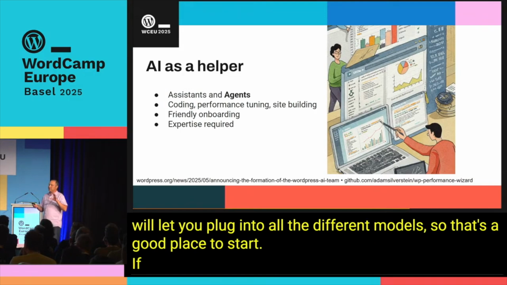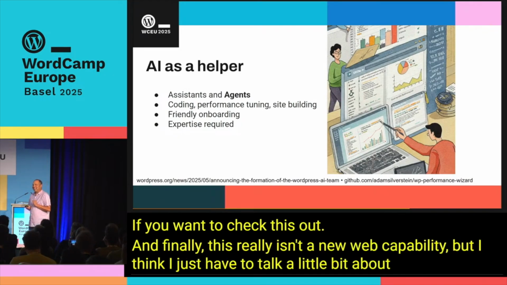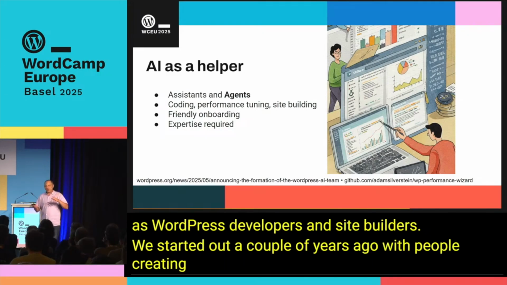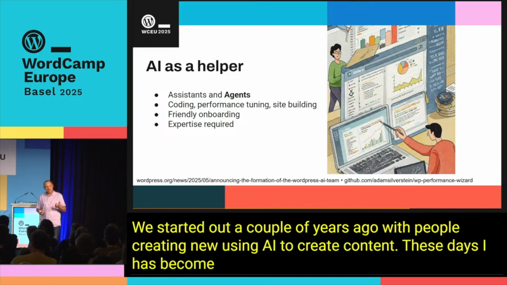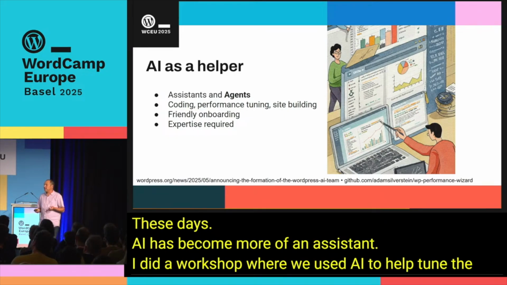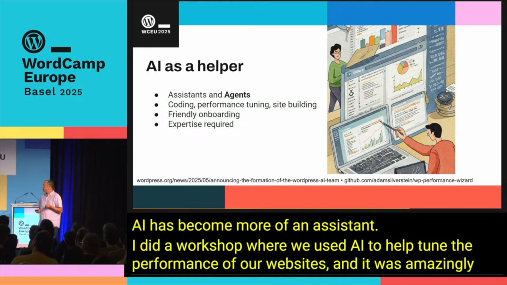And finally, this really isn't a new web capability, but I think I just have to talk a little bit about AI as a tool for us as WordPress developers and site builders. We started out a couple of years ago with people using AI to create content. These days, AI has become more of an assistant. I did a workshop where we used AI to help tune the performance of our websites, and it was amazingly successful, surprising even to me.